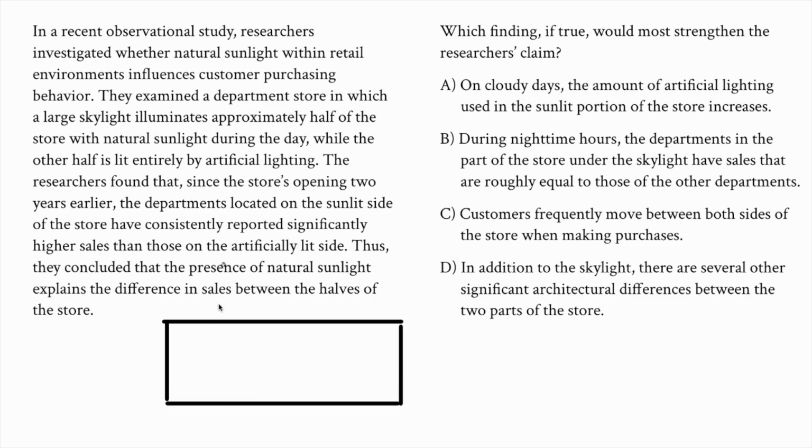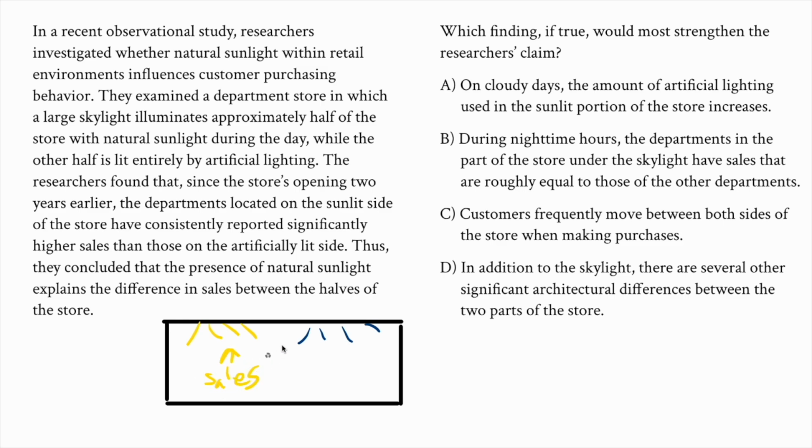Okay, so we've got our skylight and natural light coming in over here, and then artificial light coming in over there. And as it says, the researchers found that since the store's opening 2 years earlier, the departments located on the sunlit side of the store have consistently reported significantly higher sales than those on the artificially lit side.